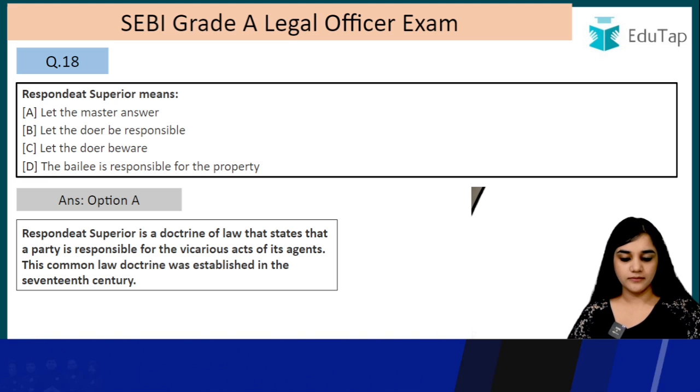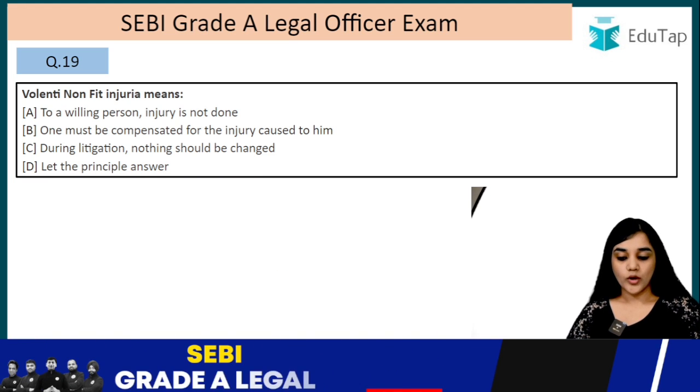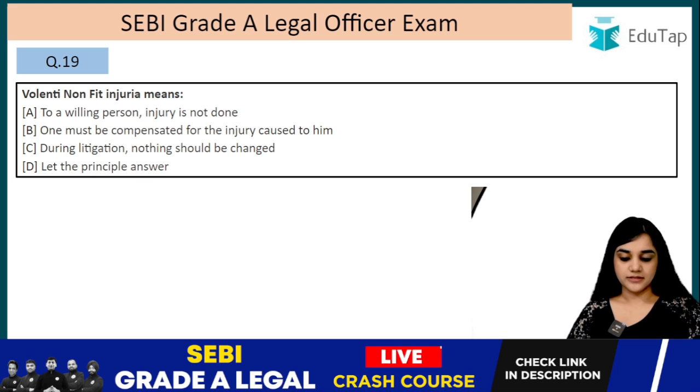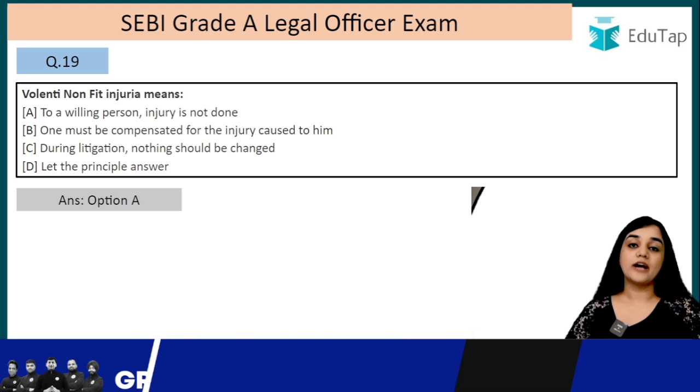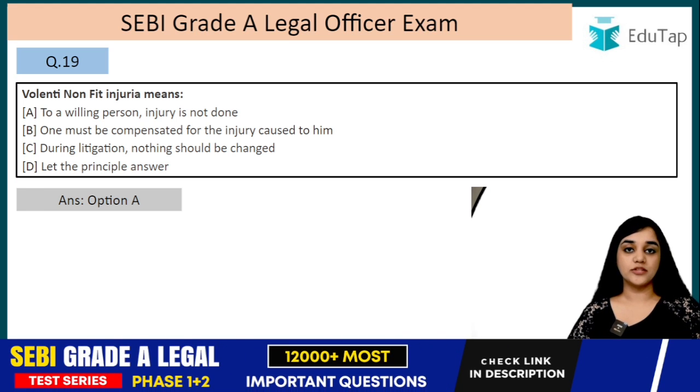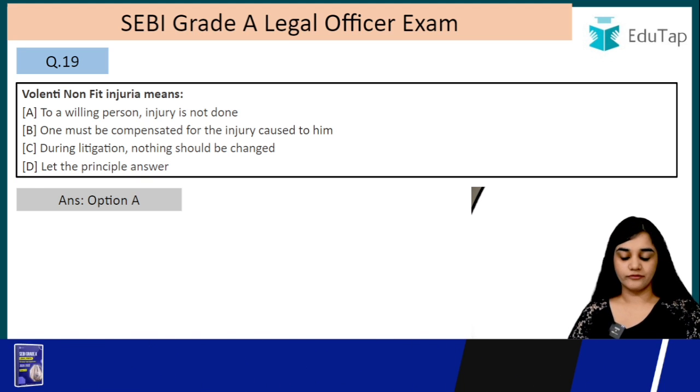Question number 19. Volenti non fit injuria means? So the answer is A. To a willing person, injury is not done. So if you have given your consent to an injury, it can be implied also, it can be expressed also. In that case, you cannot complain afterwards, right? You do not get that right. So this is volenti non fit injuria.